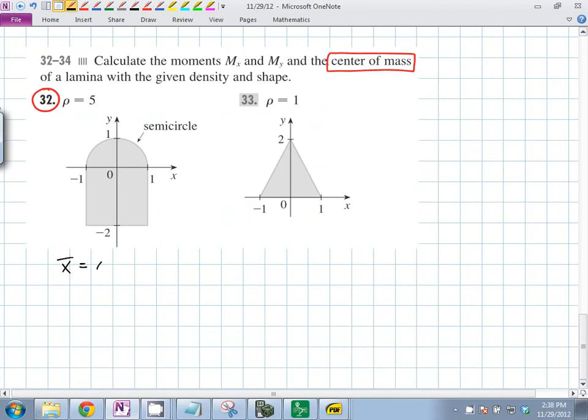And 0 on this one. Why? Because it's symmetric to the y-axis. Because it's an even function. Yeah, it's even, which means it's symmetric across the y-axis. Correct. Very nice.